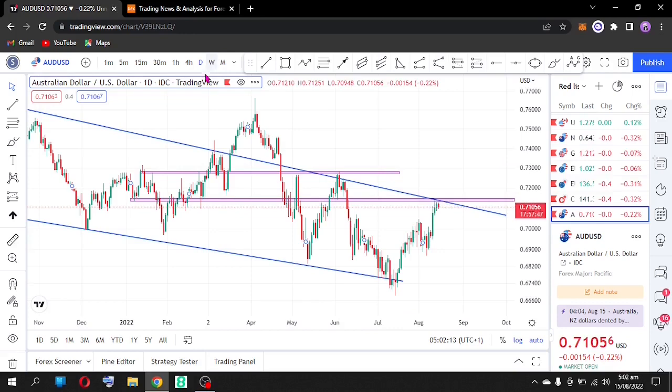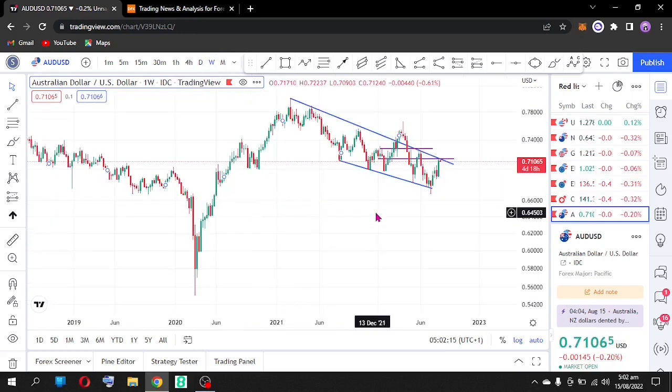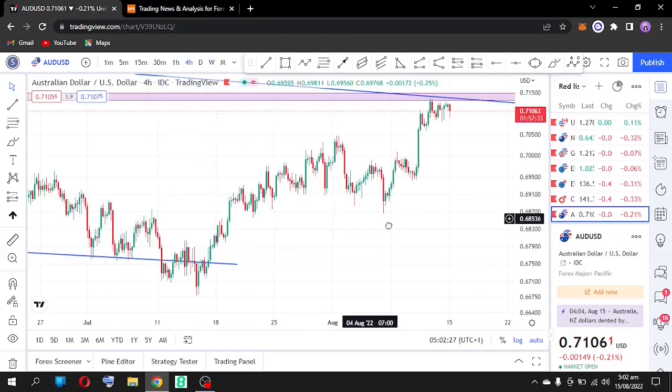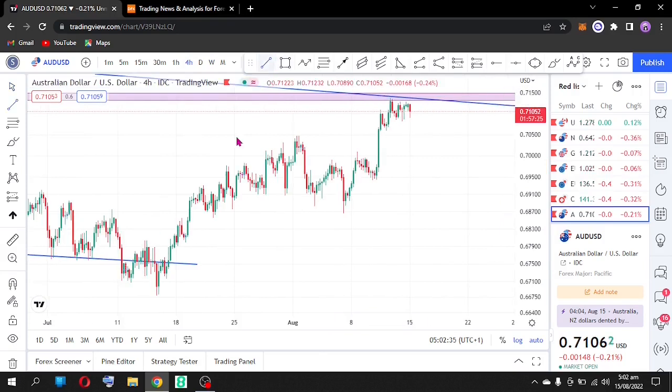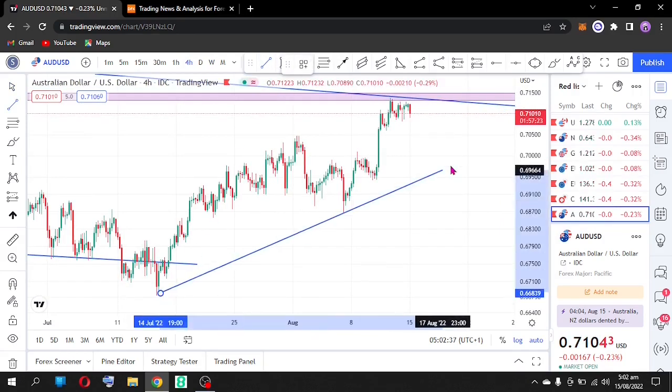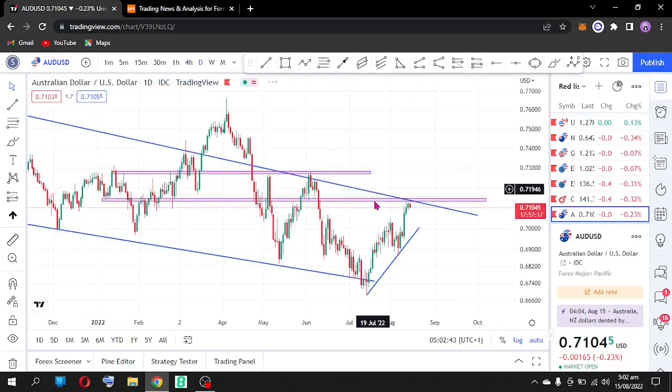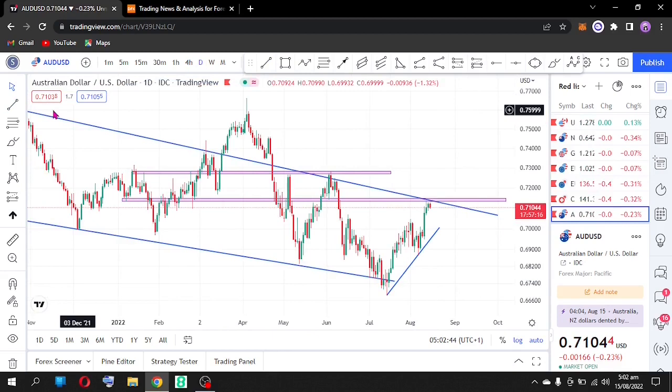Now back on the weekly time frame, I would like to see what is happening on the higher scale. You can see it pushed higher, gave us this bearish channel, and now it's at this resistance. On the 4-hour time frame, you can see that it formed this bullish trend. So I think for this week, AUDUSD will drop because of this bearish resistance and this horizontal resistance.